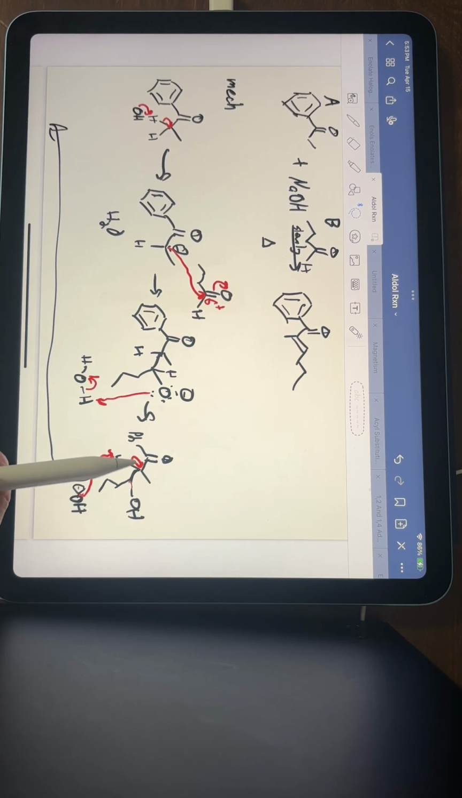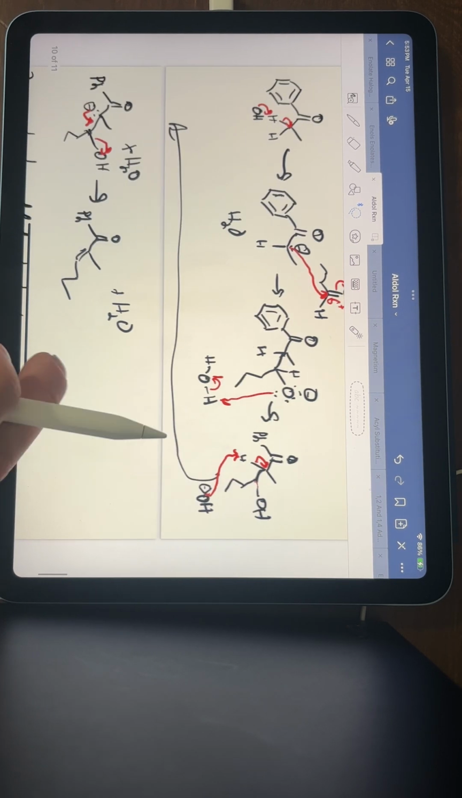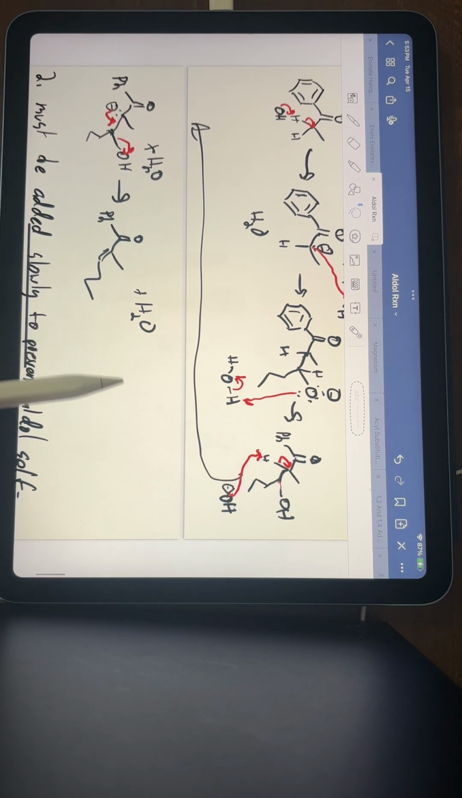and kicks the electrons back onto that carbon, which then creates a double bond between the two here, which forces the hydroxide to be kicked off, and then we have the final product and H2O.